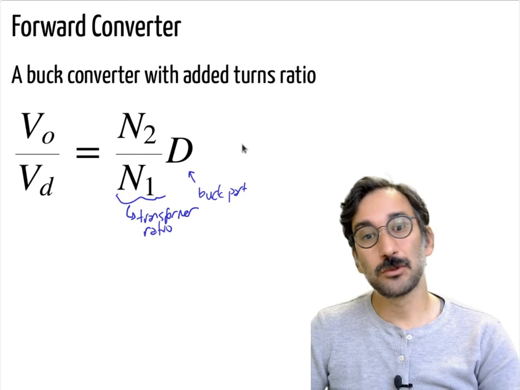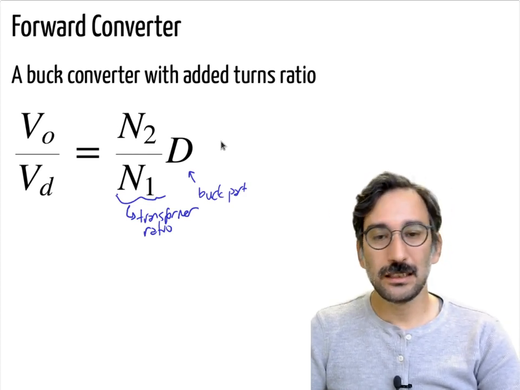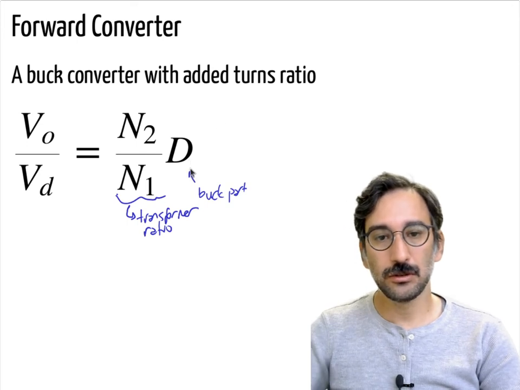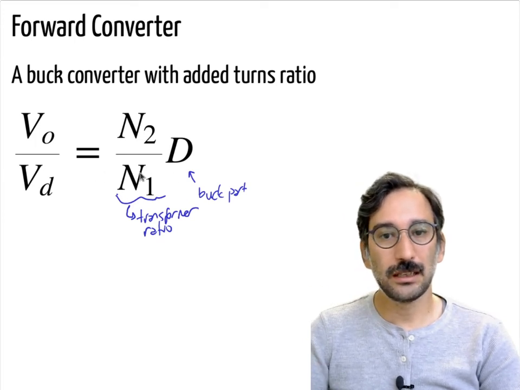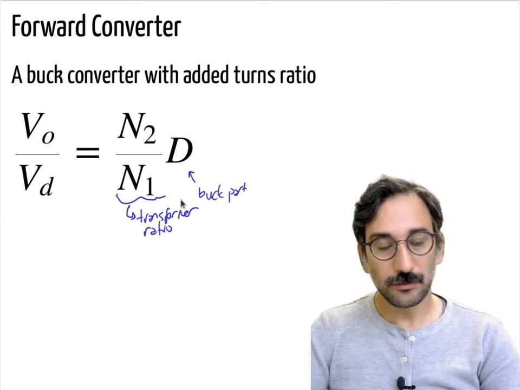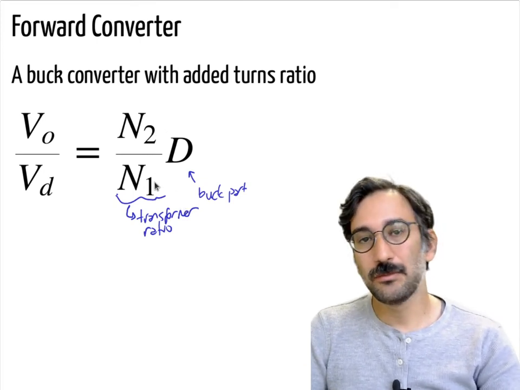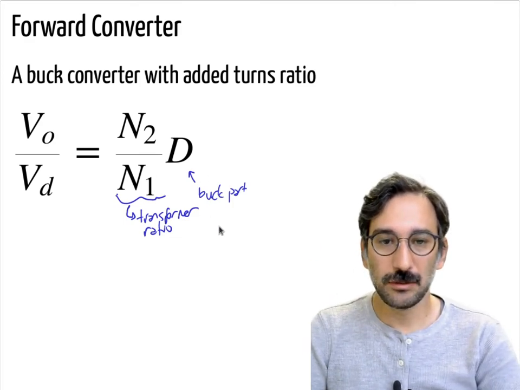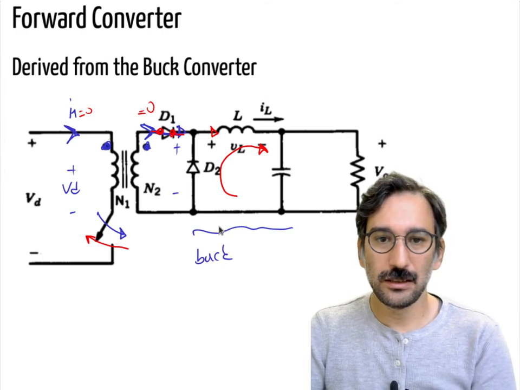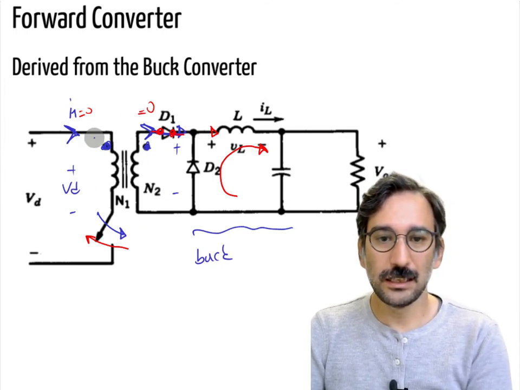So using a 10 to 1 ratio at a duty cycle of 0.5, you can boost your input voltage by 5 times. Or if you want to reduce your input voltage, then it is easier, because your duty cycle also tries to reduce the voltage, and you can choose a larger number of turns on the primary side, let's say 10 to 1, and that makes achieving larger step down ratios possible. So it is really like a buck converter with added turns ratio.